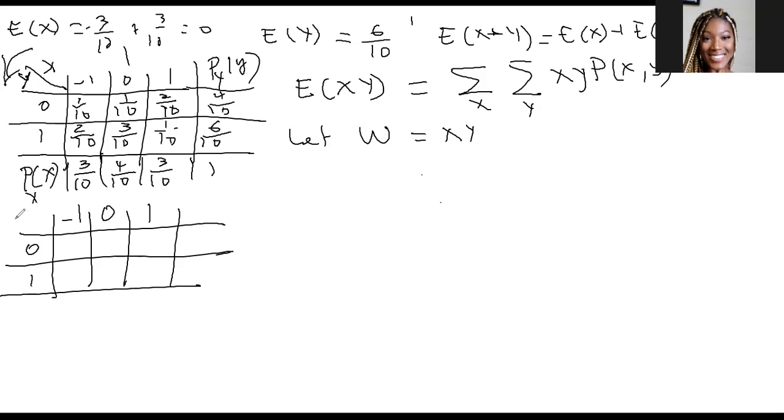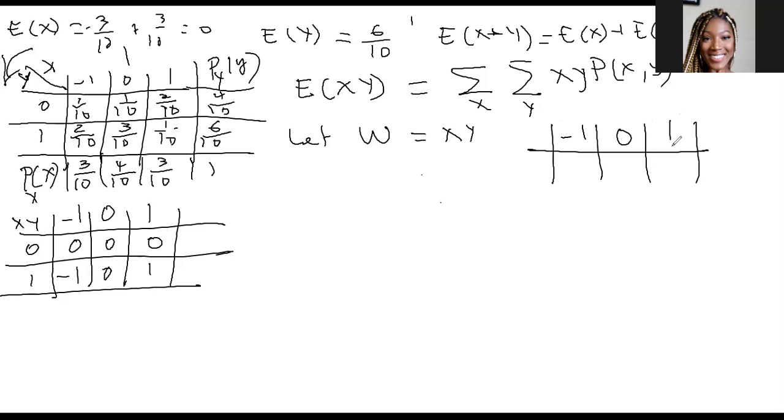If multiplication, we have 0, 0, 0, negative 1, 0, 1. So the values of W are negative 1, 0, 1. The P of W, W is a product. What is P of negative 1? What is P of negative 1?